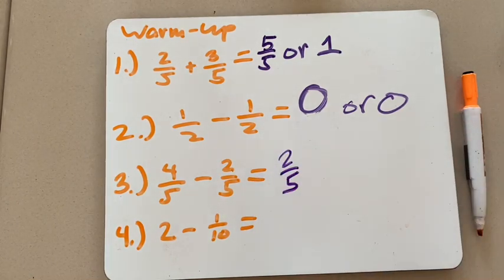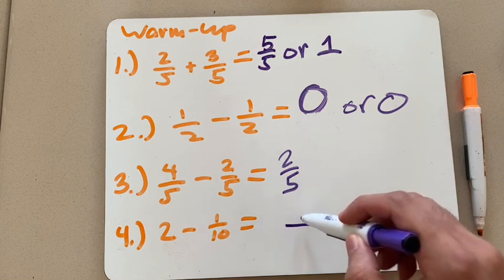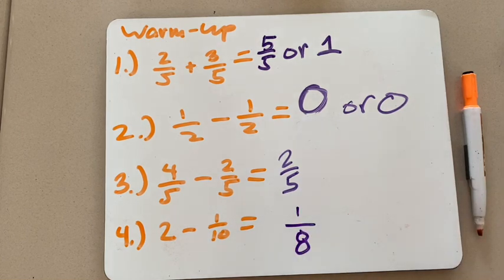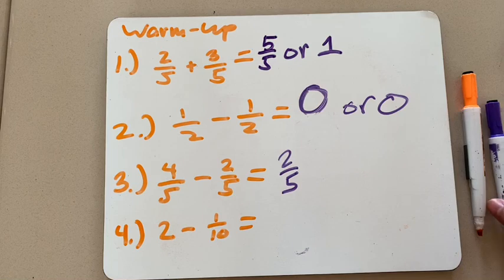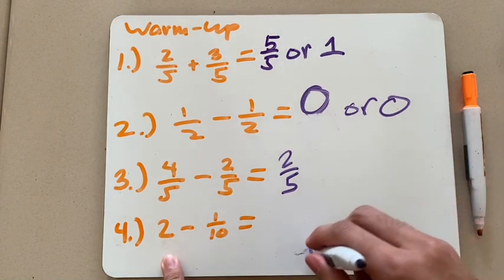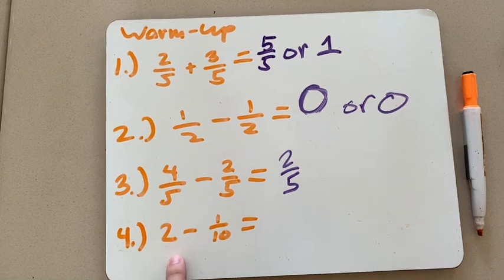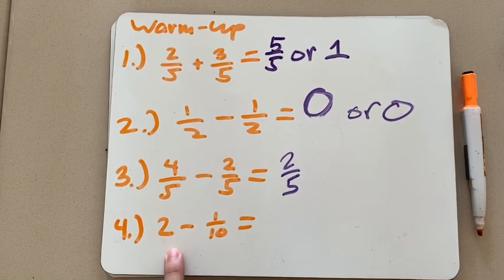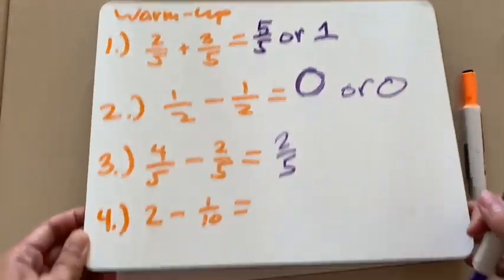All right, next question, 2 minus 1/10. So 2 minus 10, that is 8. So my answer is 1 over 8. All right? All right, let's move on. No, that's not correct. That is not our answer. Remember, yesterday we learned how to subtract this using a number bond or a number line. But again, I like to use a number bond. That is my favorite method. So I'm going to go ahead and subtract using a number bond. I'm going to do it on another whiteboard.